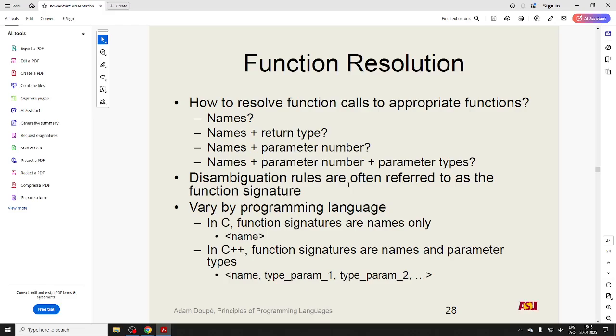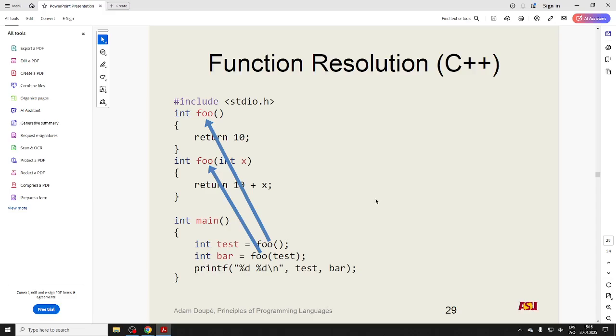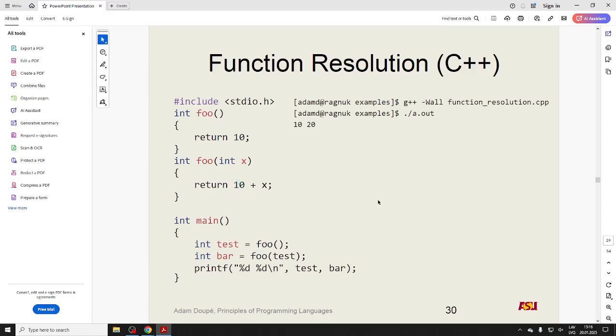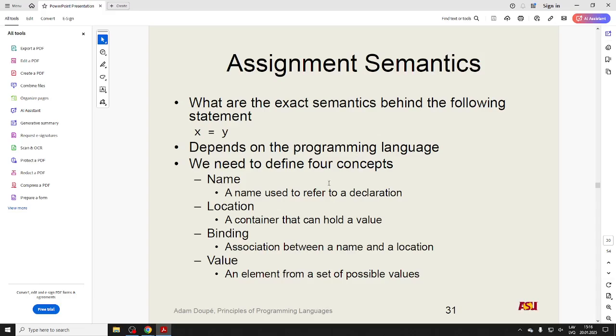So again, the details themselves are not essential, but here there are different interpretations, different ways of resolving this. So all of this has to be spelled out. Again, function resolution, assignment, the simplest thing ever, right?